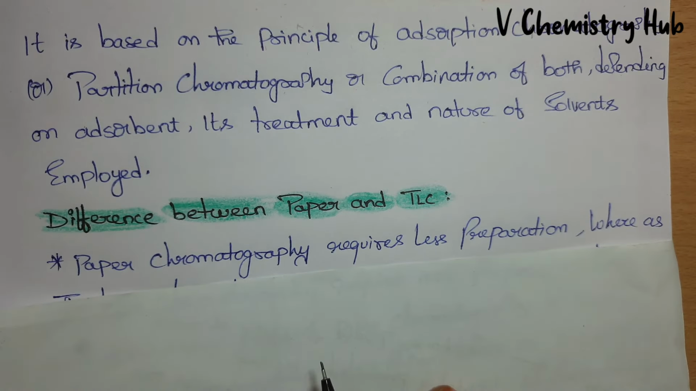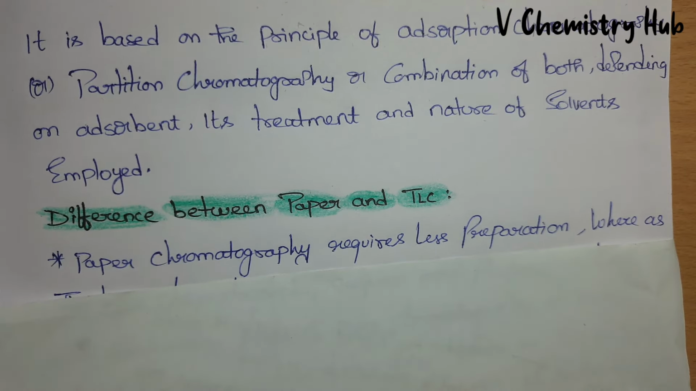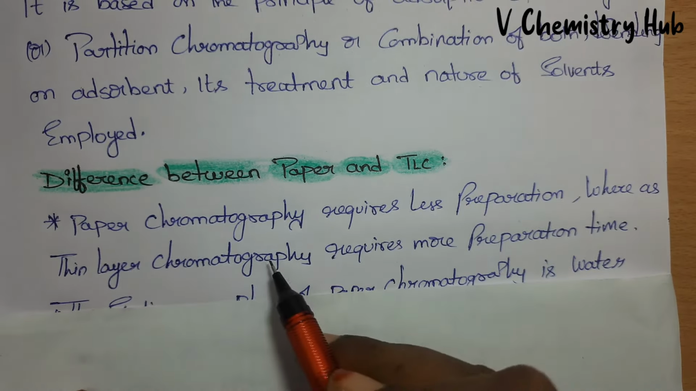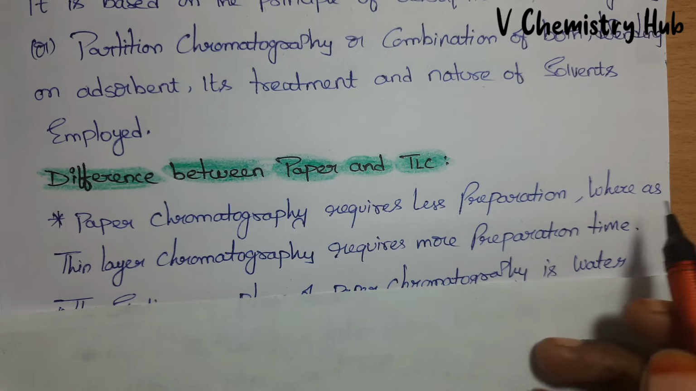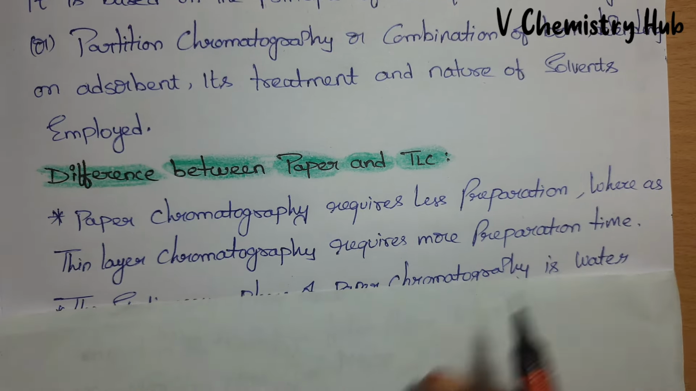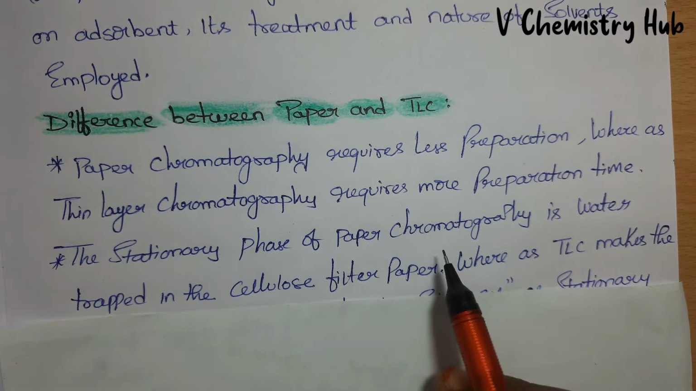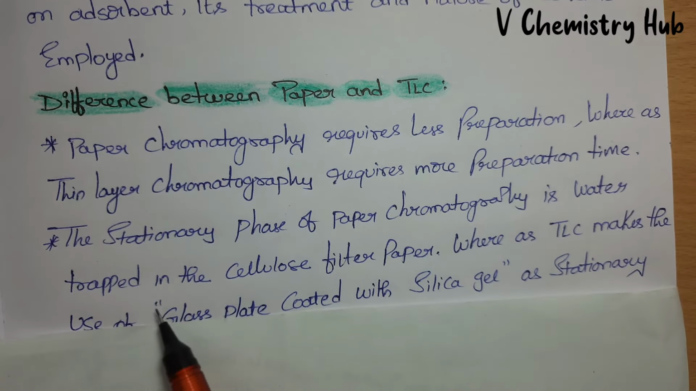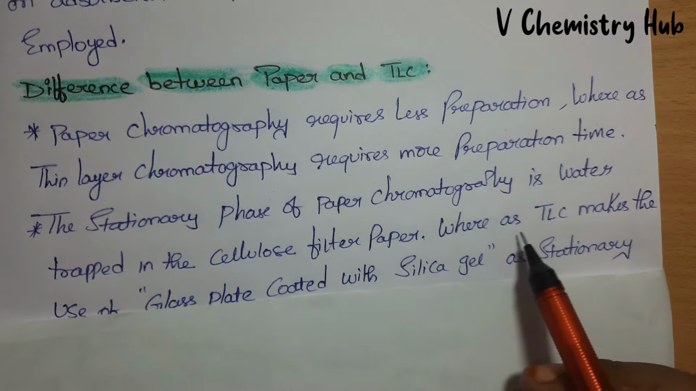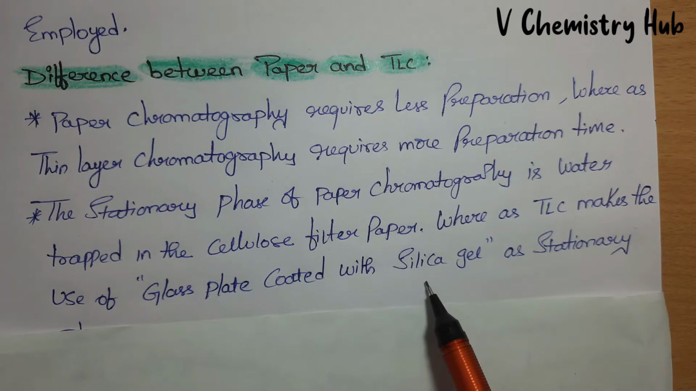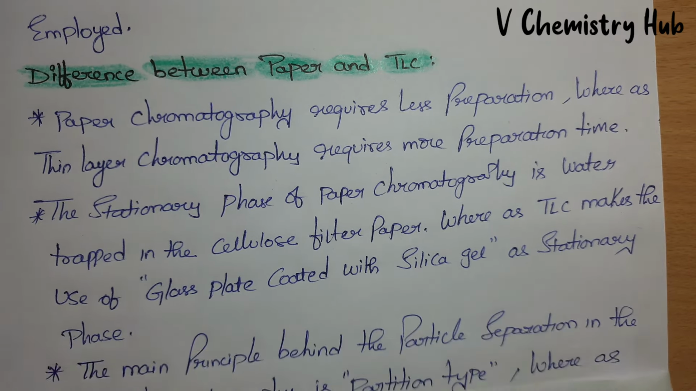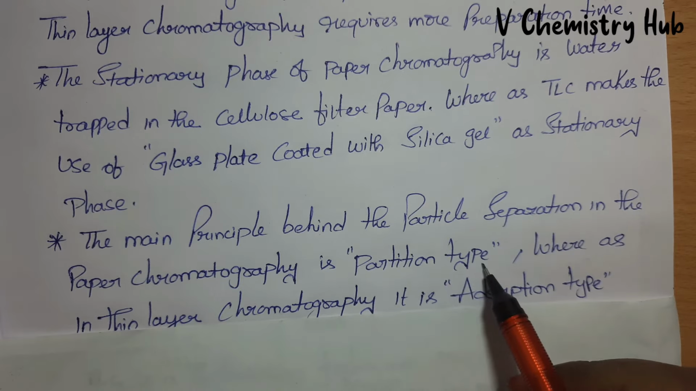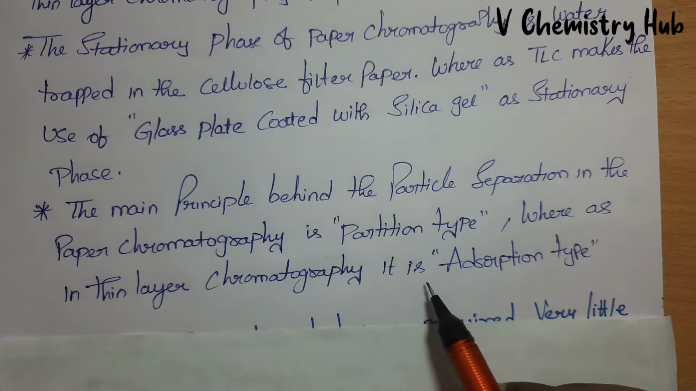The difference between paper and TLC. As said, TLC and paper are quite similar, but there is a difference. Paper chromatography requires less preparation, whereas TLC requires more preparation time. The stationary phase of paper chromatography is water that is trapped in the cellulose filter paper, whereas TLC makes use of a glass plate coated with silica gel as a stationary phase. The main principle behind the particle separation in paper chromatography is partition type, whereas in thin layer chromatography it is adsorption type.